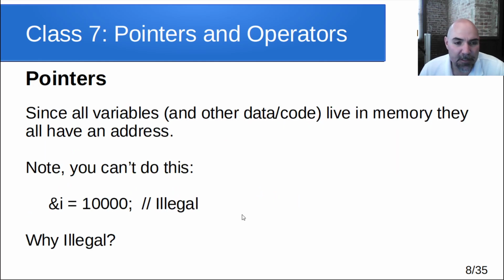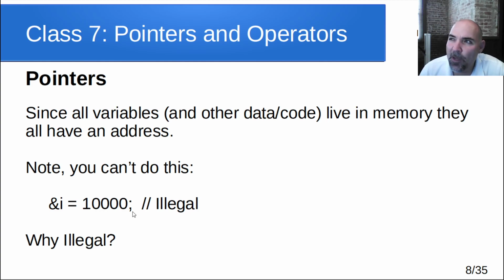All right, so pointers. Since every variable and every other piece of data and all code live in memory, they all have an address. So everything about our program has an address associated with it. But one thing to note is we can't do this. We can't say change the address of I to be some other place in memory. We can't magically make a variable change where it is in memory. We can get its address, but we can't change it. It is where it is in memory. We can't just make it go somewhere else.